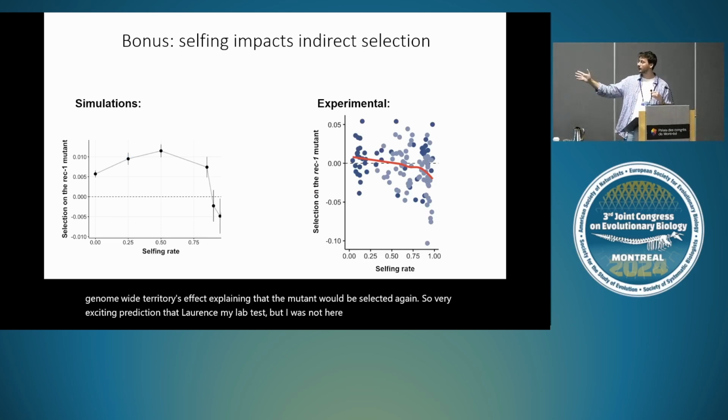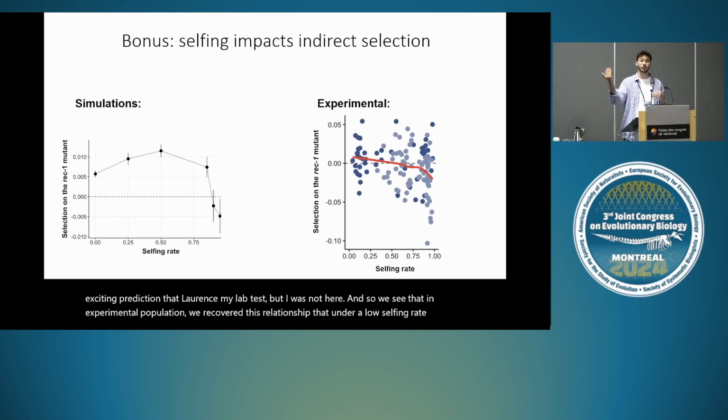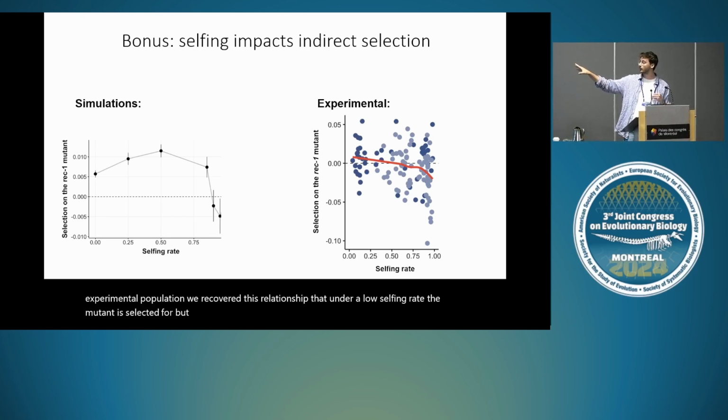And we see that in experimental populations, we recover this relationship: under a low selfing rate, the mutant is selected for, but under a very high selfing rate, the mutant is selected against.